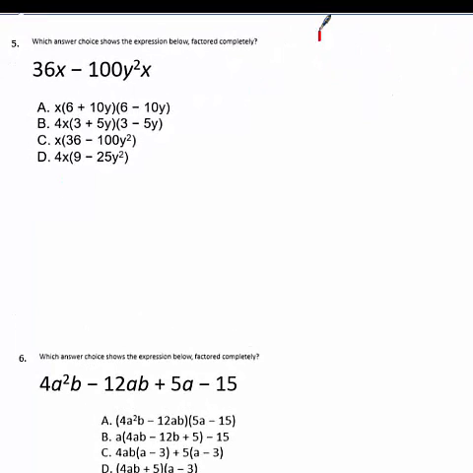Okay, for this one, I always think greatest common factor first. So in this case, 36 and 100, well, maybe they both can be divided by 4. So let's do that. Let's divide them both by 4.